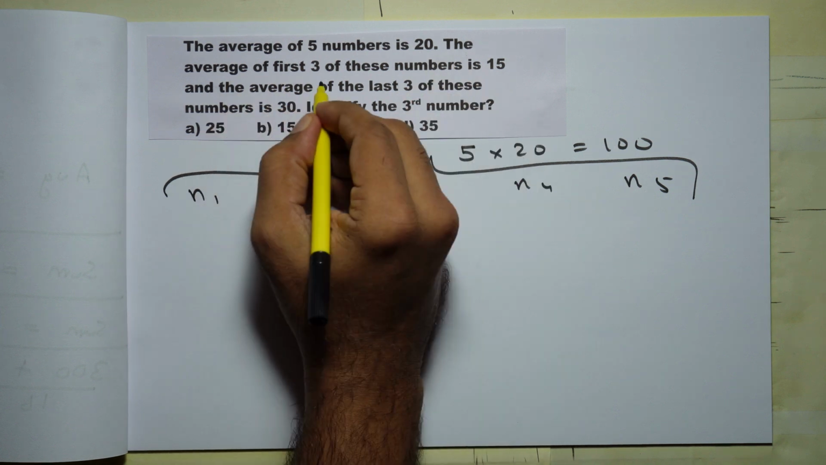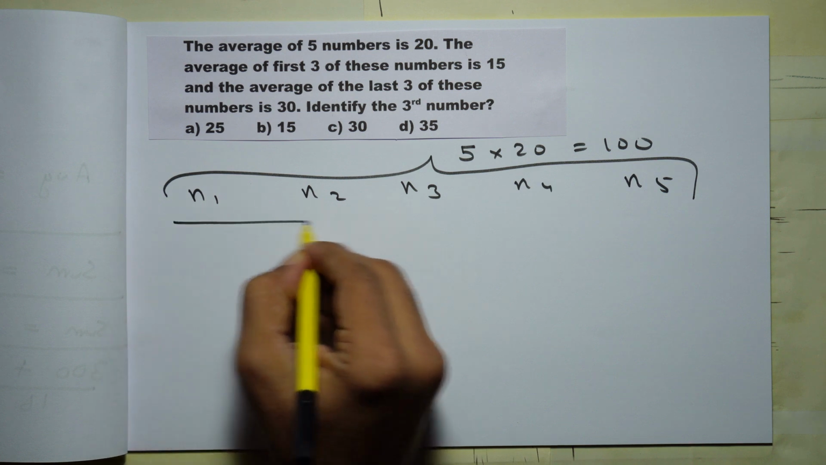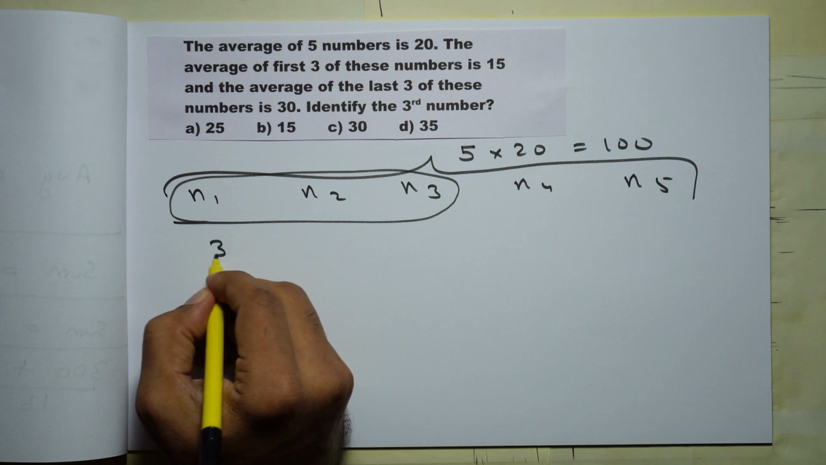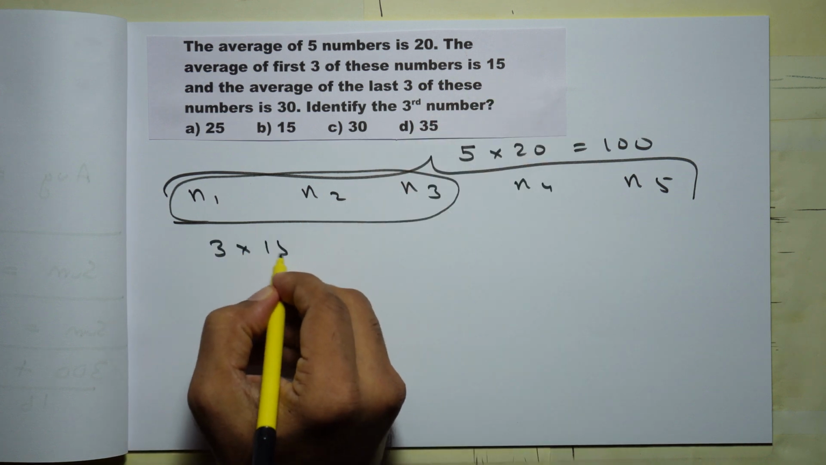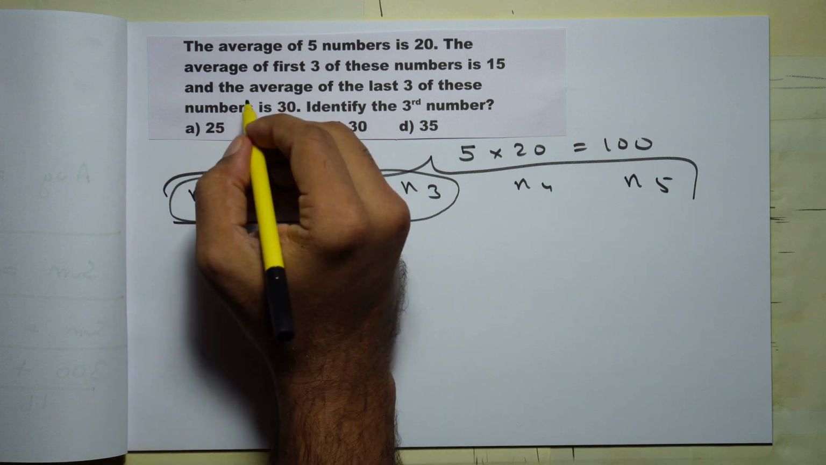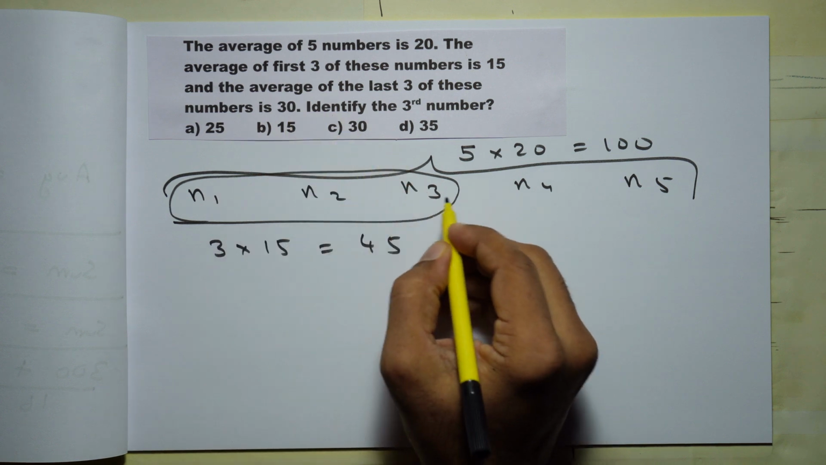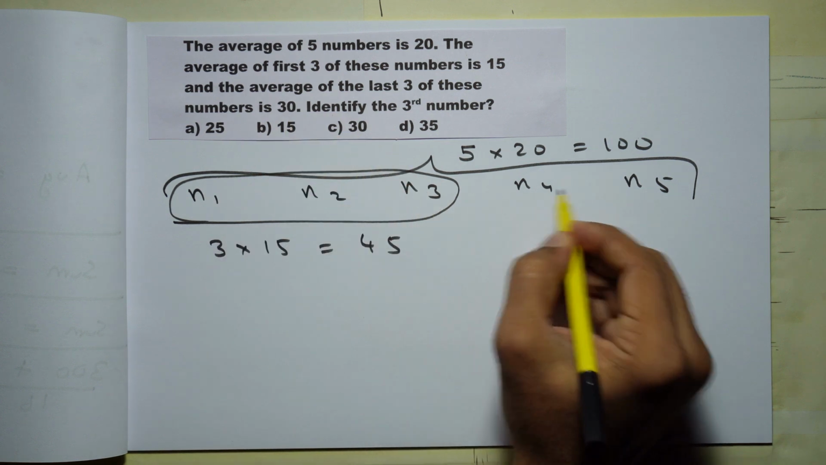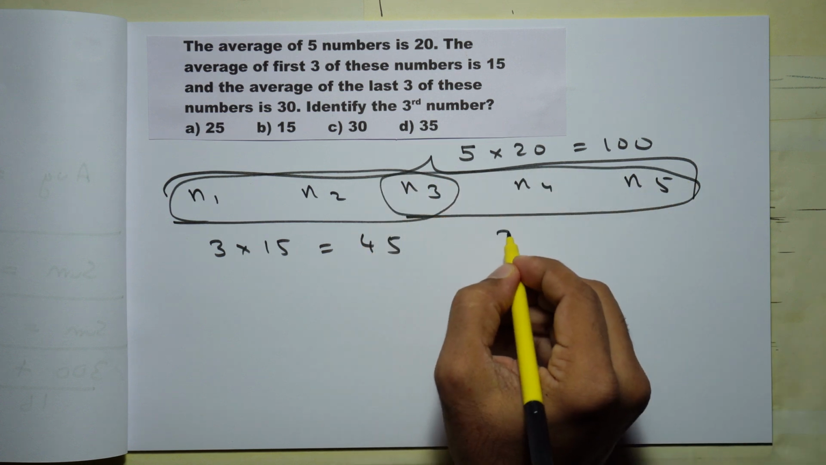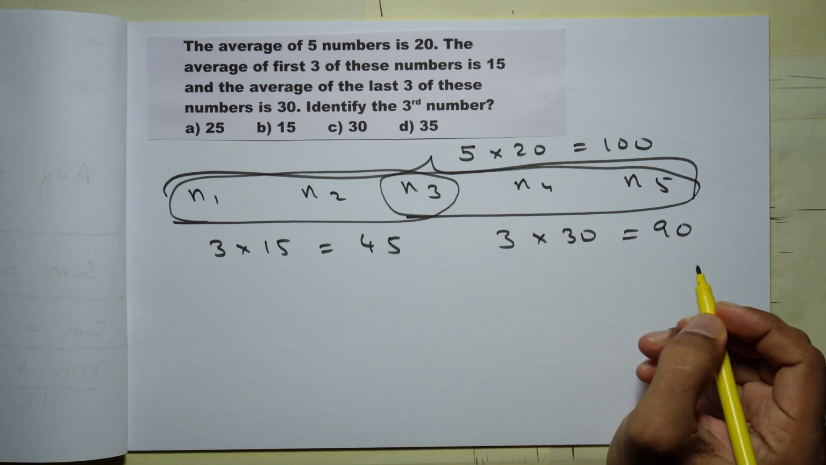The average of the first 3 of these numbers is 15. So if you add up the first 3, their total sum will be 3 numbers into their average 15, so their total sum is 45. And the average of the last 3 of these numbers is 30. So if you add up the last 3, that is N3, N4 and N5, their sum is 3 numbers into their average 30, so you will get 90.